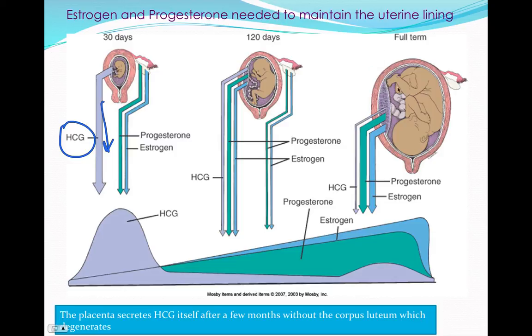Once a baby is full term, human chorionic gonadotropin has gone way down in production. However, progesterone and estrogen are way up, and the ovaries stop producing their own supply because the placenta has taken over.